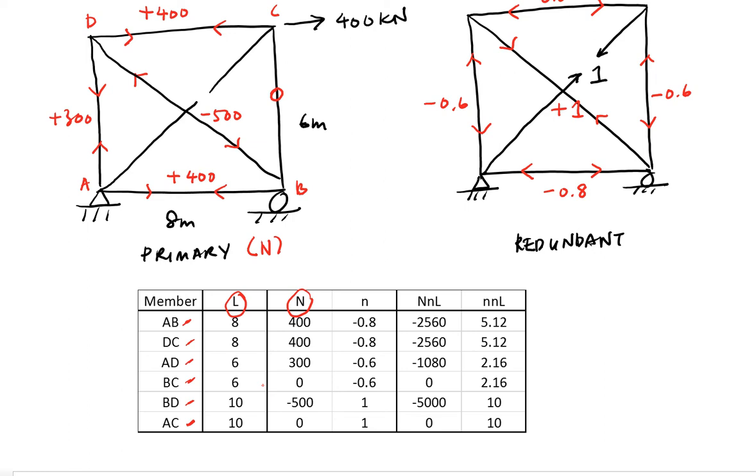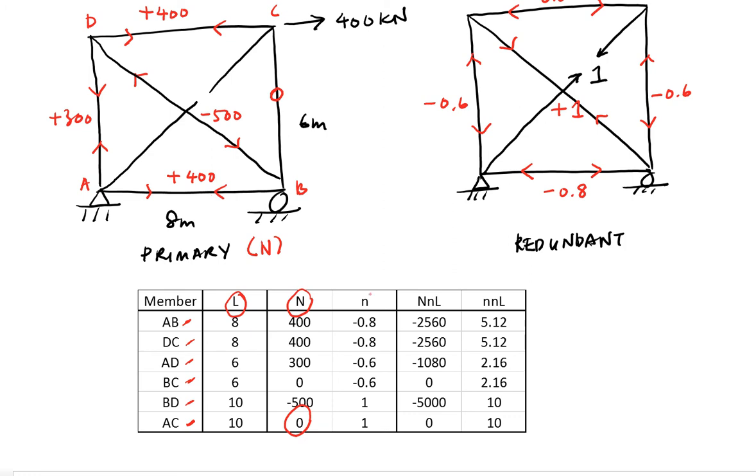Okay, so all of these values I plug in, except for member, wait, let me see, I think I typed this a little bit wrongly. So AB, DC, AD, BC, okay, so it's correct. So except for member AC. AC is the diagonal member where you have made it redundant, you cut it, so the capital N would be 0 here. Okay, and then you just put all the other values in.